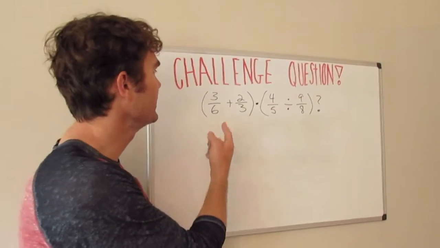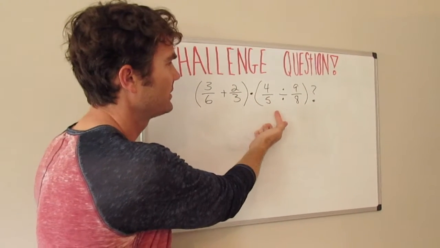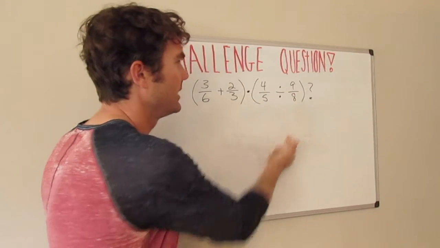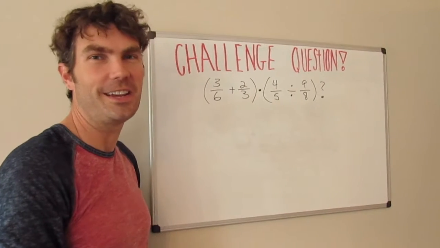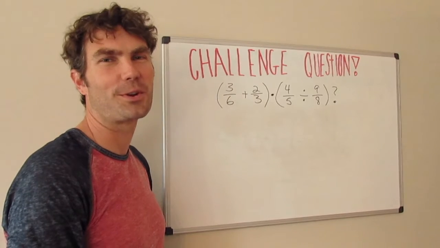Today's challenge question is 3/6 plus 2/3 times 4/5 divided by 9/8. Leave your answer in the comments below and check the description box for the correct answer.